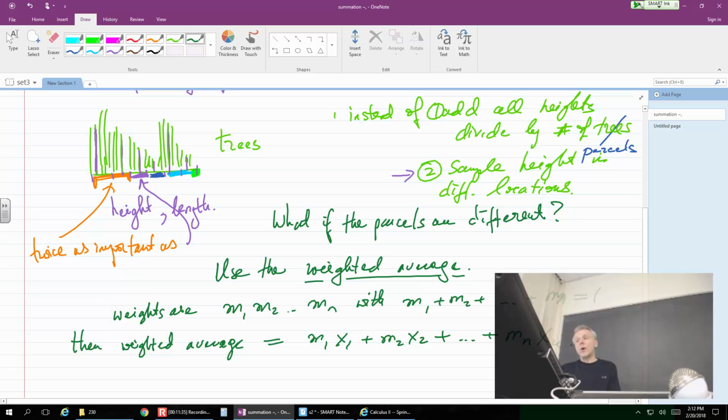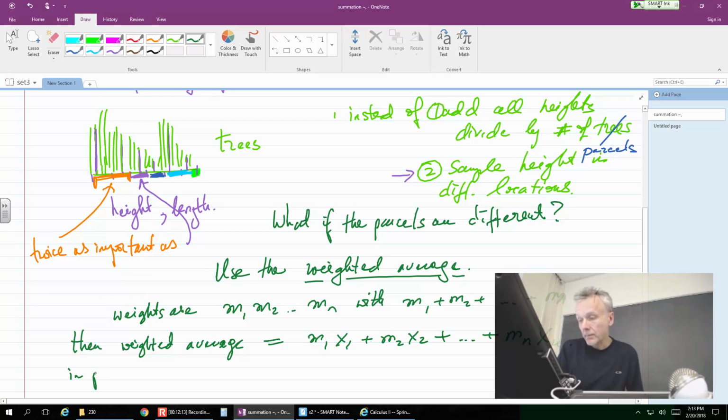Like I said, if x1 is twice as important as x2, then m1 will be twice as large as m2. Either it is a parcel that is twice as large, or an assignment considered twice as important as the next one. So they appear in that manner. The percentages have to be looked at carefully, which is why they have to add up to 1. Otherwise, it's not weighed, and you might end up with larger numbers than you want.